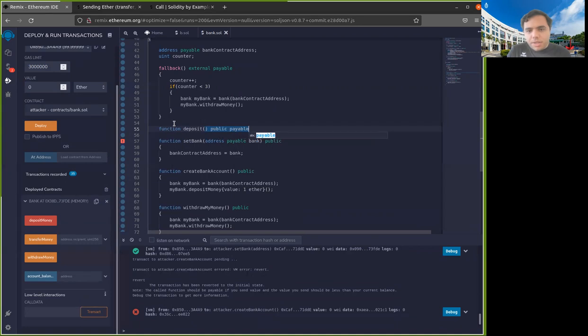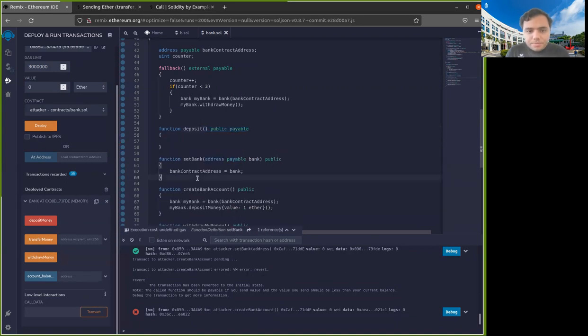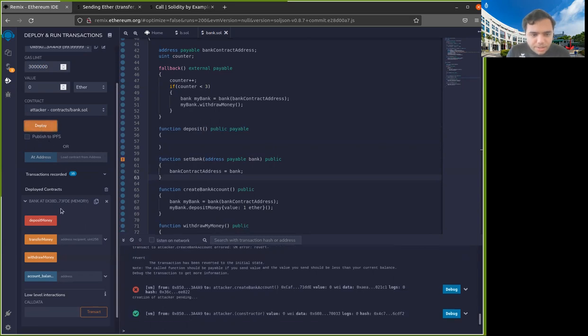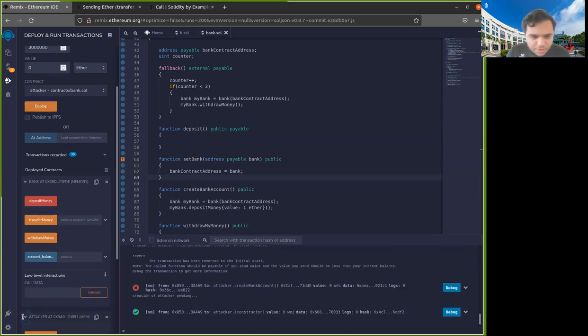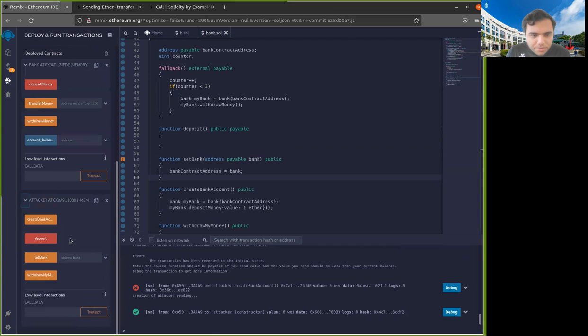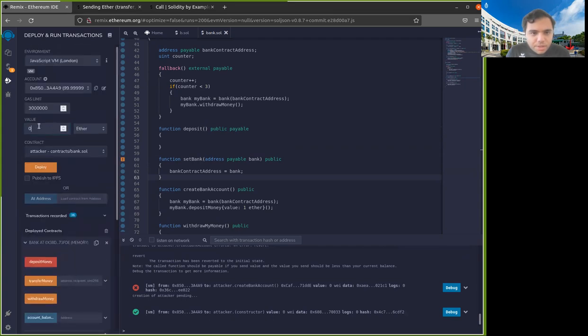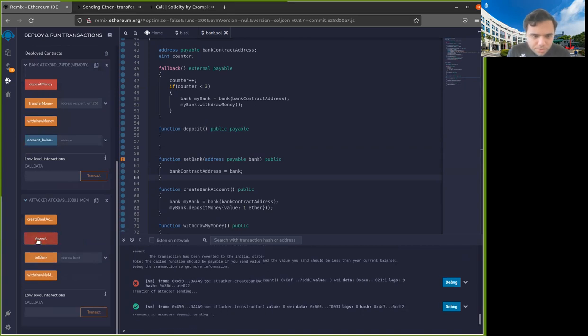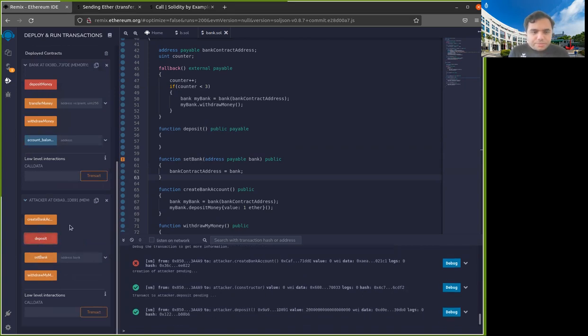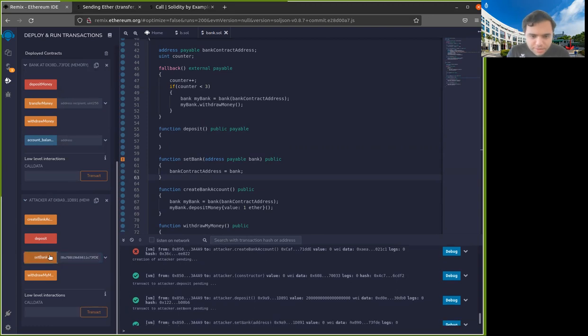Just public and payable. Okay, so now I deploy my attacker contract. This worked. Now I deposit some money into my attacker contract. So let's say I deposit 2 Ether into my attacker contract. And now I set the bank. So I tell my attacker contract that the bank is the contract at this address.